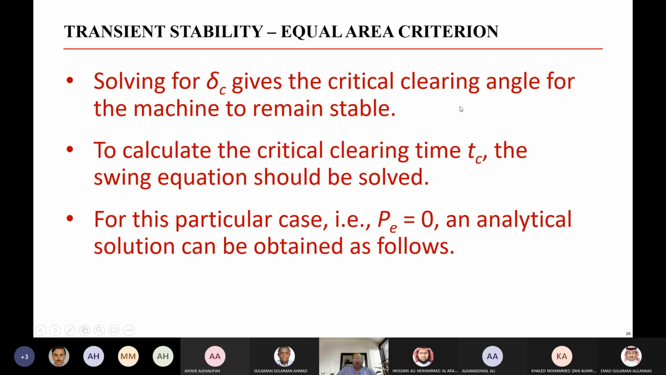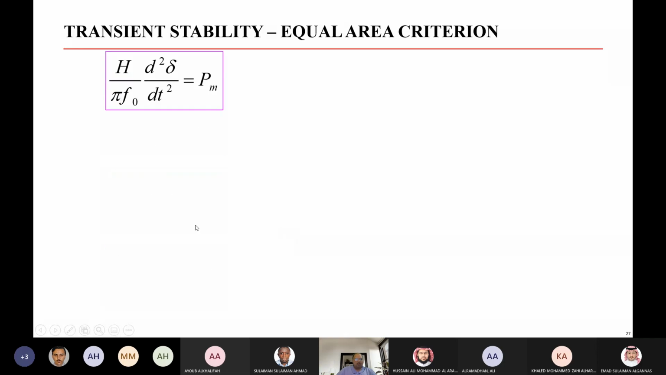Solving the delta C gives the critical clearing angle for the machine to remain stable. To calculate the critical clearing time Tc, the swing equation should be solved. For this particular case, when we have P electrical equal to 0, an analytical solution can be obtained as follows. This is the swing equation, with P electrical equal to 0. This is minus Pe, which is 0.